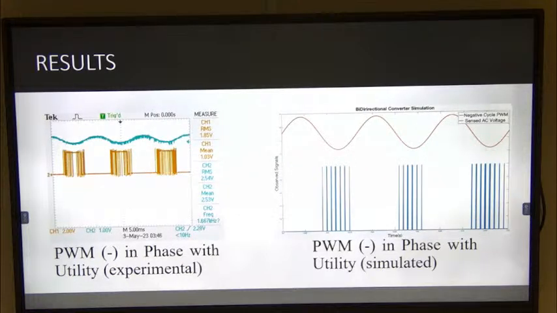Here, same picture, but with the negative side. The simulation is on the right, and we can see that the blue lines are in phase with the lower sides of the AC, and on the left side you can see the experimental picture, which is showing the same thing.